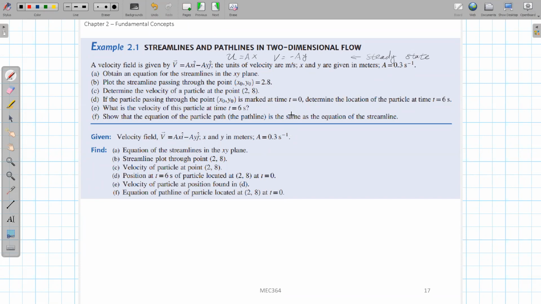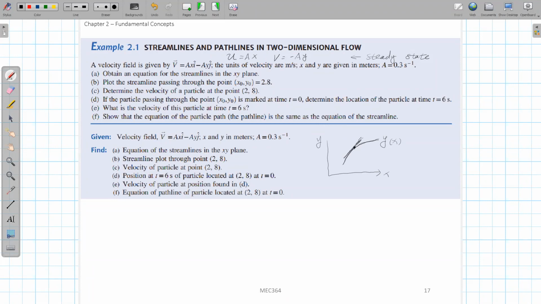And so the first question is asking us to find the streamline on the xy plane. So what's the definition of the streamline, right? The streamline definition is that at any point on that line, the slope will be equal to the local velocity direction at that point. So if you have a streamline here on this xy plane, assume that this streamline is y as a function of x.